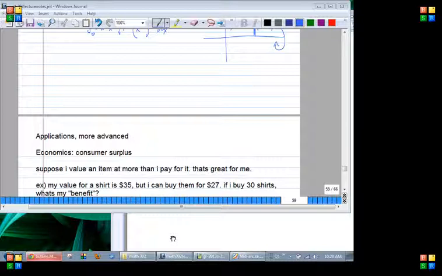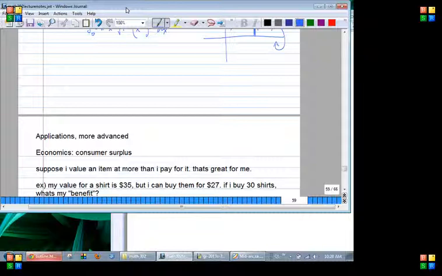So suppose you value an item at more than you pay for it. That's great, right? So what does this mean in economics? How do we measure this? Suppose my value for a shirt is $35, but you can buy it for $27. So if you buy 30 shirts, what's your quote-unquote benefit?